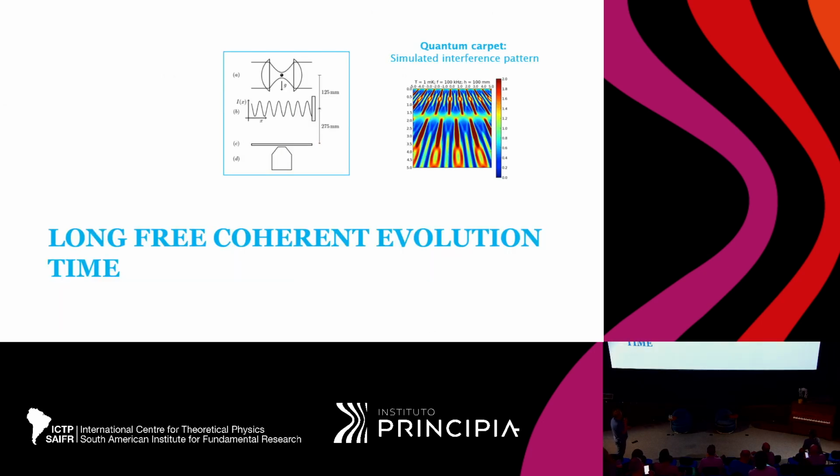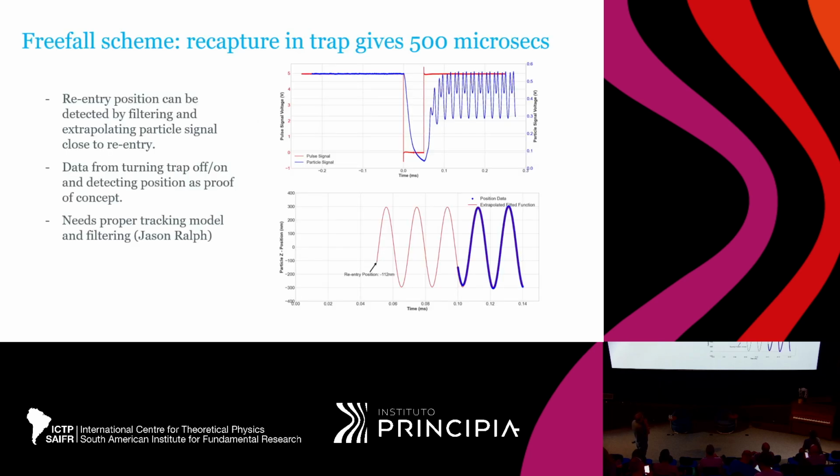Okay, next one. So now, so long free coherent evolution time, how can I get this? If I turn off my trap, that's the easiest thing I can do. I need free evolution, and I have my particle in a trap, and the trap has the size of a micrometer, and I turn it off, and then the particle starts to fall, and I don't have anything else, so I have to recapture my particle in the same trap.